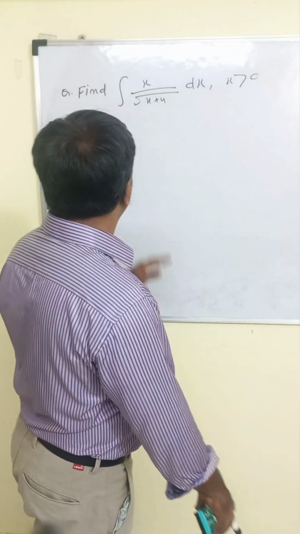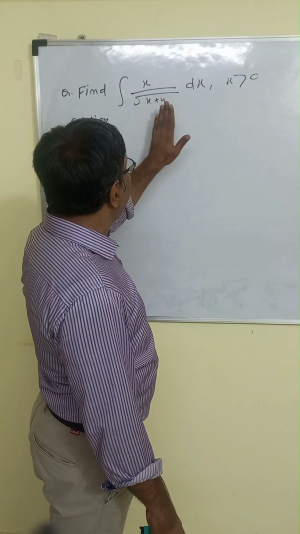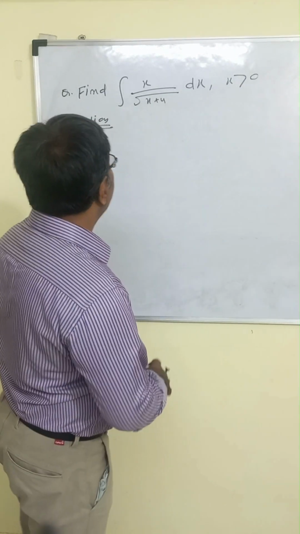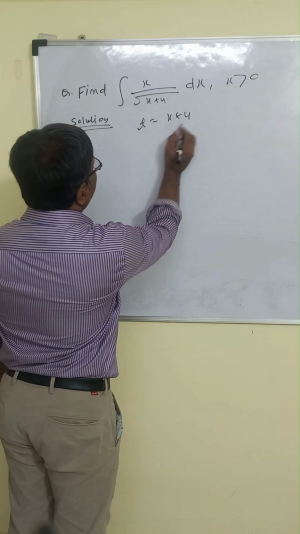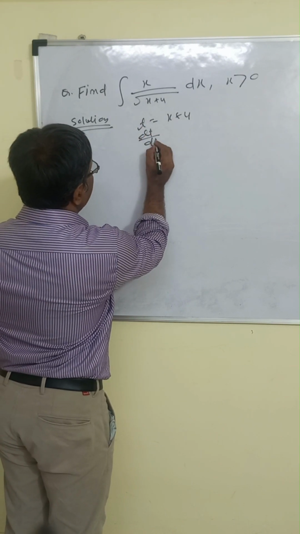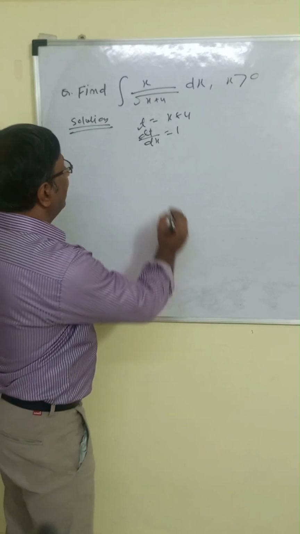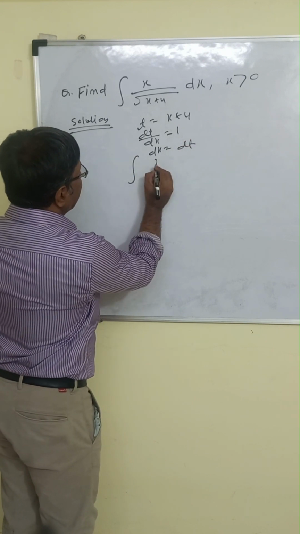Let us see the question. Find the integration of x upon root under x plus 4 dx, where x is greater than 0. So for this type of question, again the same technique: put t equal to x plus 4. So you will get dt by dx: the derivative of x is 1 and the constant 4 gives 0. So we can find dx equal to dt. Now x is x.